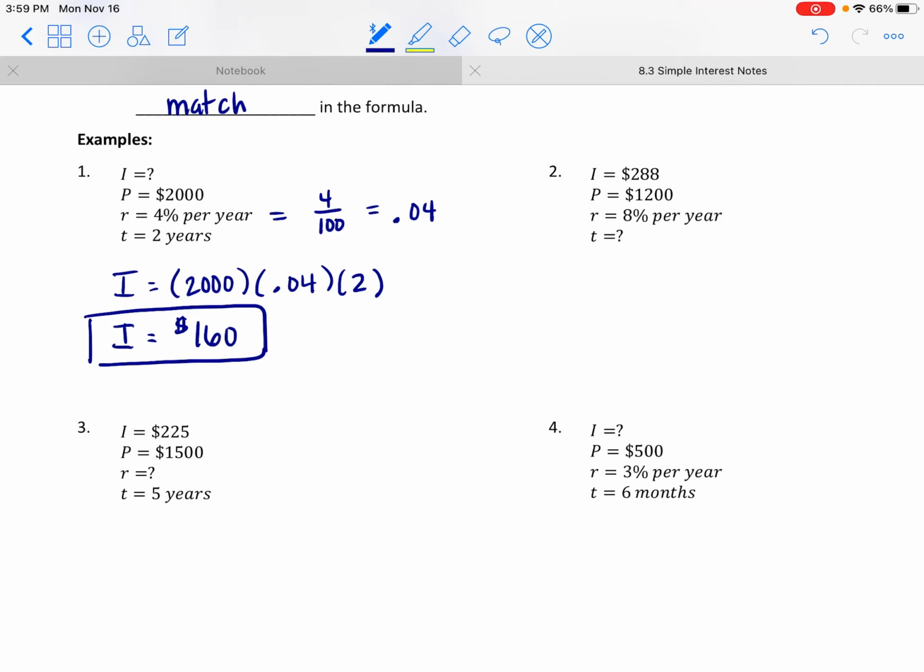All right, let's try another one. So we have, this time, the interest is given to us on a principal amount of $1,200 at 8% per year, and we're asked to find the time. So again, let's make this 8% per year. 8% is 8 out of 100, so that's going to be 0.08. And so we have, our interest is given, so I is 288 equals principal of 1,200 times rate at 0.08 times time. We don't know this time, so this time t is going to be the variable that stays in our formula. And this one's going to require an extra step.